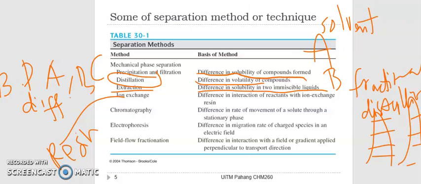Okay. And chromatography. We use chromatography when you have different rate of movement of solute through a stationary phase. So after this, we are going to look at chromatography. For chromatography, kita akan ada dua lah phases, stationary phase and also mobile phase. Electrophoresis, we use it when you have difference in migration rate of charged species in an electric field. While field flow fractionation, we use it when we have difference in interaction with the field or gradient applied perpendicular to the transport direction.